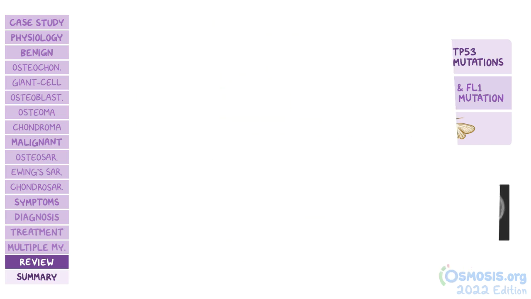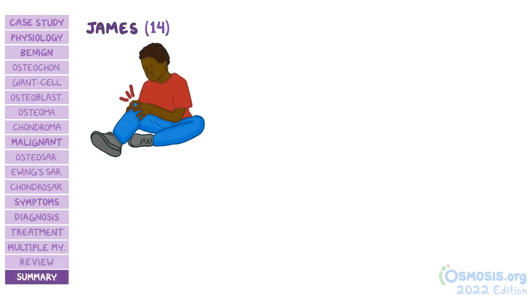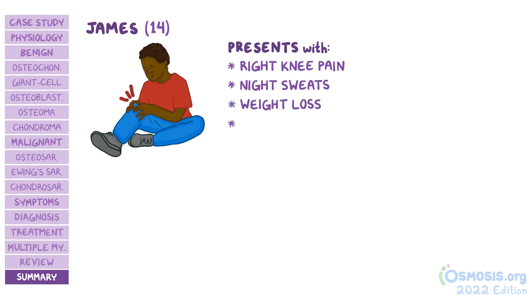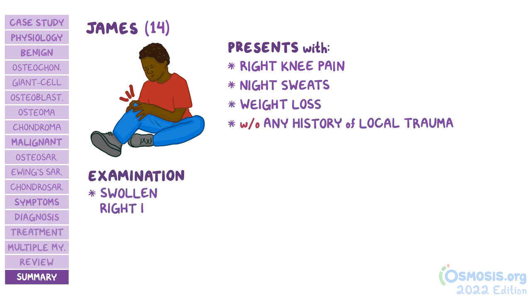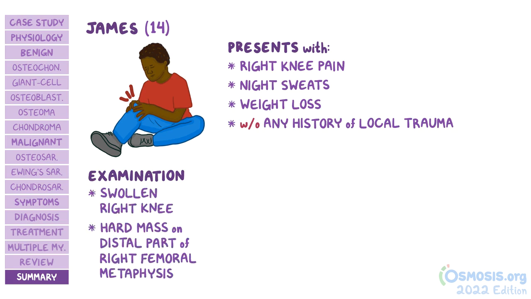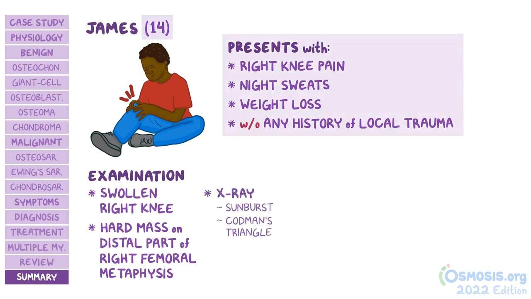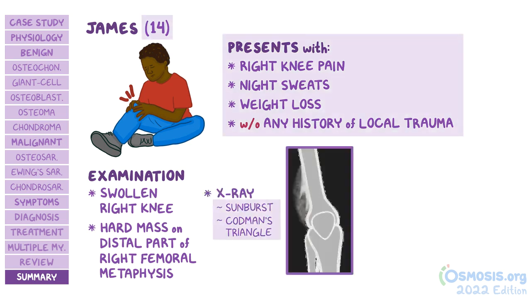Now back to our cases. James is 14 years old and presents with rather non-specific complaints like right knee pain, night sweats, and weight loss, without any history of local trauma. Examination shows a swollen right knee and a hard mass in the distal part of the right femoral metaphysis, which was accompanied by a sunburst appearance and Codman's triangle on X-ray. Now, given his age, symptoms, and typical X-ray findings, we can assume that James has osteosarcoma.